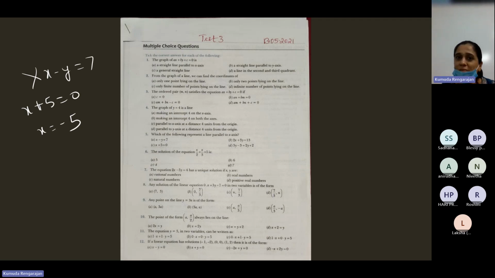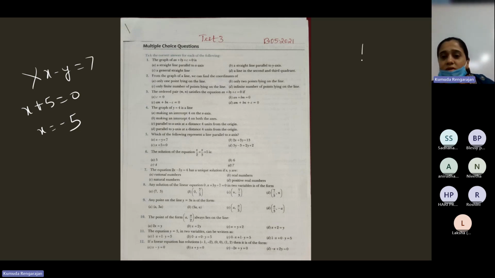Am I teaching myself? Meaning, am I clear, children? Yeah. Okay. So the third option, x plus 5 is equal to 0, is not right because it means x is equal to minus 5. X is equal to a number means parallel to the y-axis.